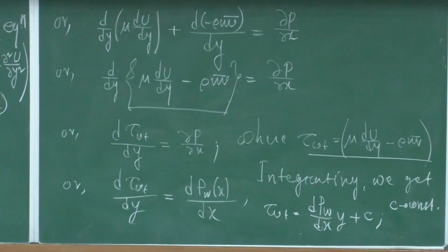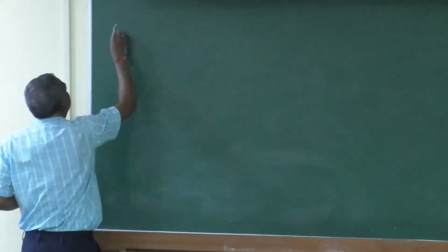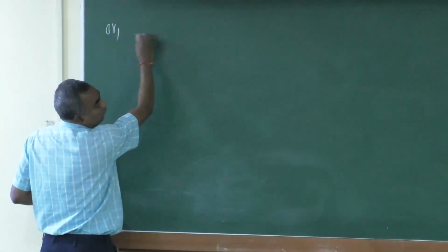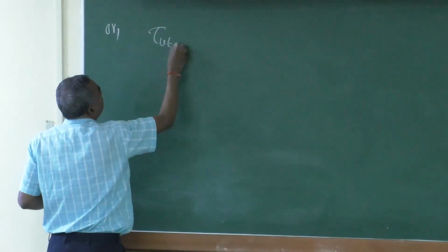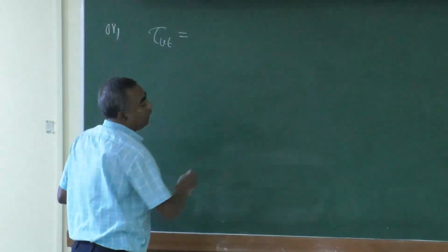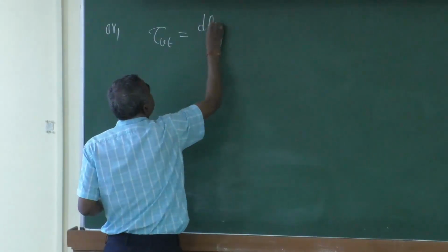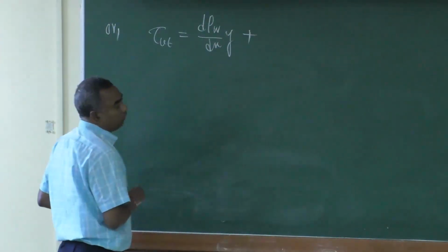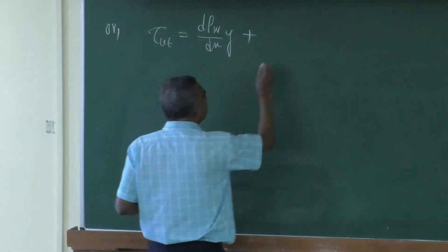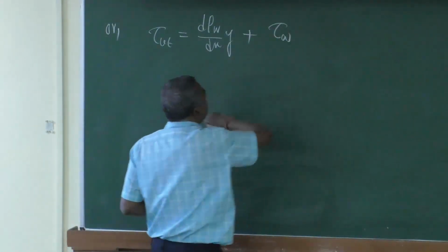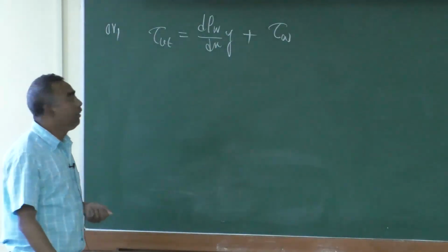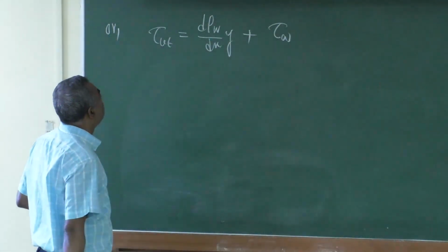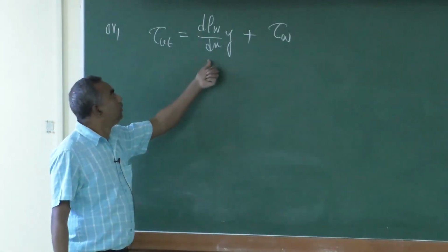Let me use this space. From this equation, what do we get? That tau Vt equals dp_w/dx times y plus tau w, because the constant c is found to be tau w, that is what we get, right. Now, we will do one thing.